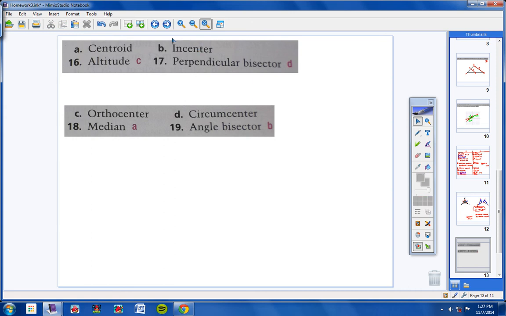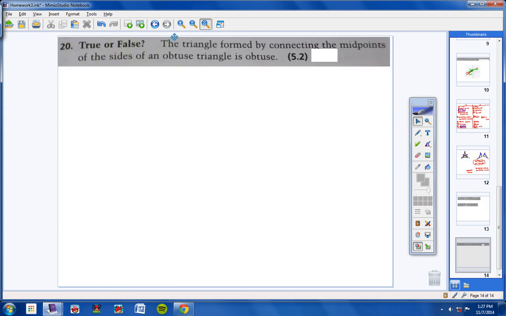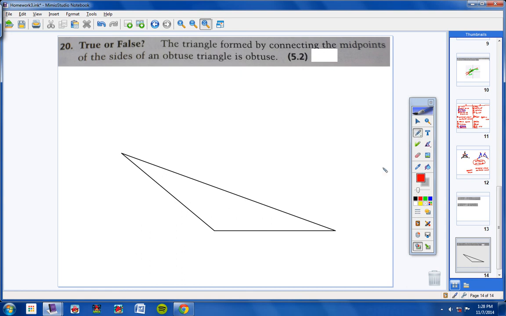And then lastly, finally, and my voice has about had it, so it's good. Number 20. The triangle formed by connecting the midpoints of the sides of an obtuse triangle is obtuse. Okay, well, let's see about that. Let's draw a really obvious obtuse triangle. Really obviously obtuse. Comes down like this, over, then up. Now connect the midpoints. Here's the midpoint. Here's the midpoint. Here's the midpoint.